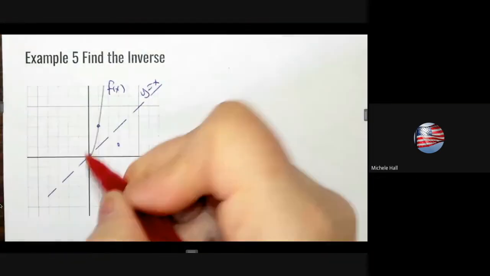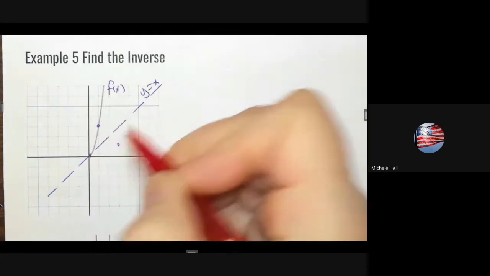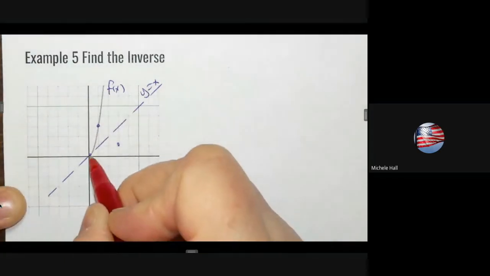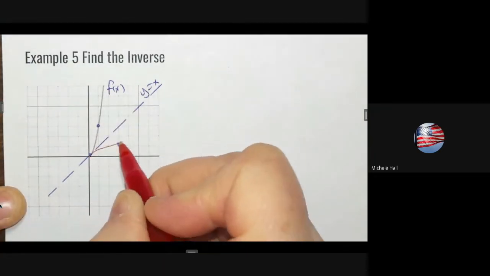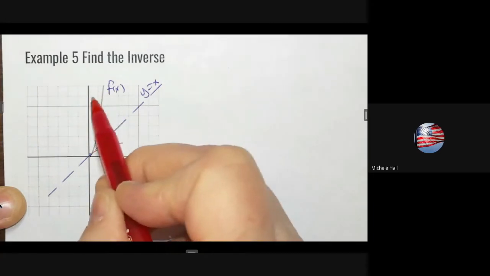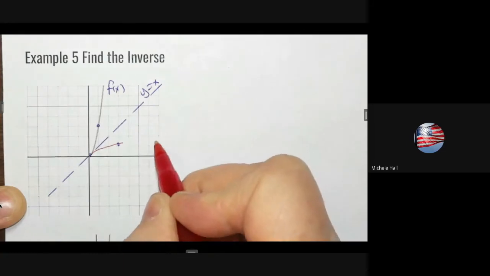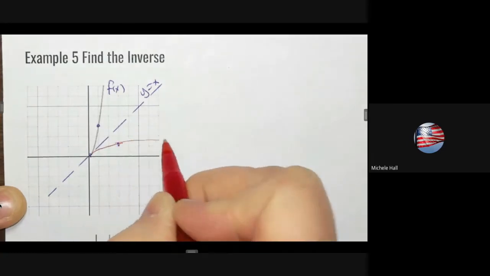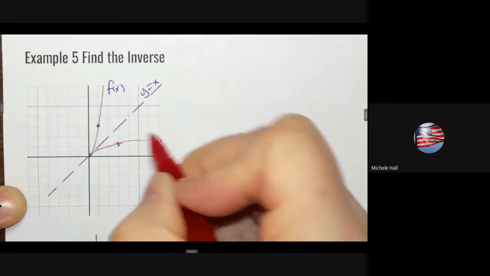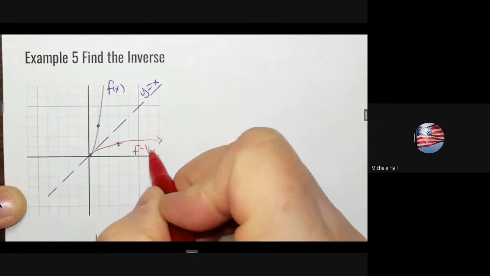The function is going away from the y equals x line. How far away is it from the end of the axis? It's just over the 1 a little bit. So make sure I'm about right there. And there we have f inverse of x.